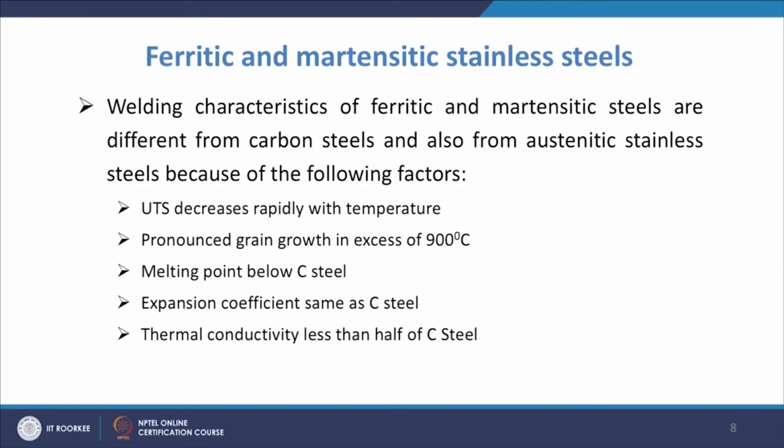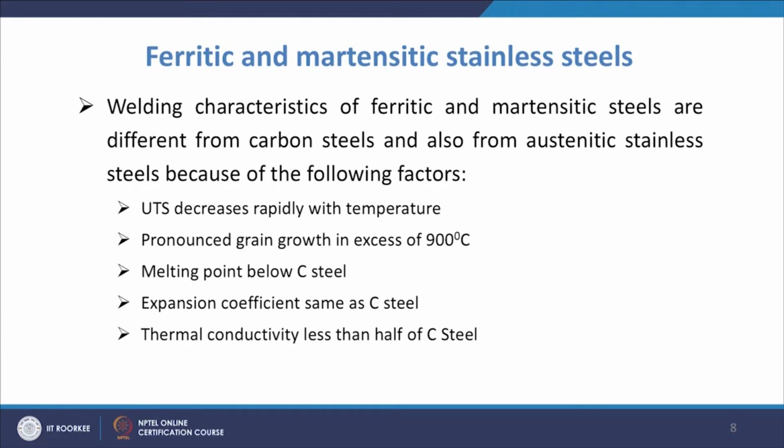Now, we will come to the weldability aspects of the ferritic and martensitic stainless steels. As we know, we talked about these 3 kinds of steels, and the welding characteristics of the ferritic and martensitic steels are different from the carbon steels and also from the austenitic stainless steels because of certain factors. There is a decrease in the UTS, ultimate tensile strength, more rapidly with temperature. Then you have pronounced grain growth when the temperature goes in excess of 900 degrees centigrade.